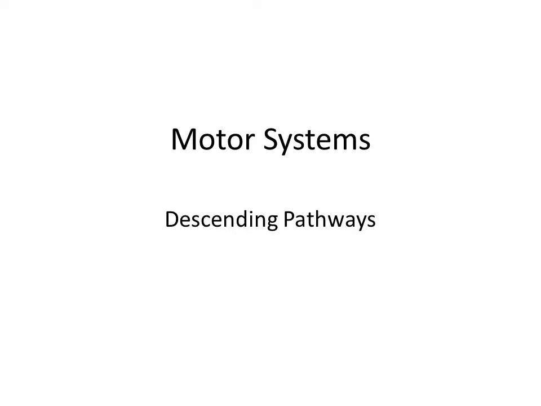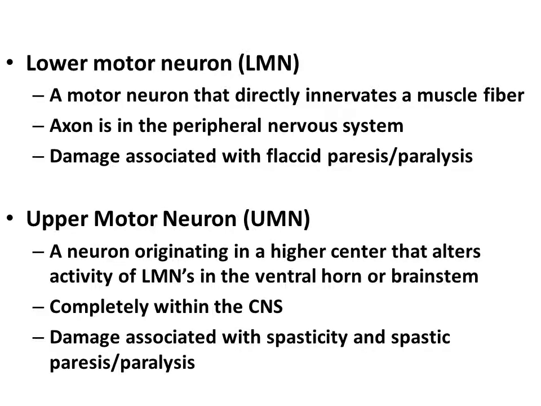In this lecture, we are going to talk about descending motor pathways. The first thing we need to understand is what are upper and lower motor neurons. So let's define them. A lower motor neuron is a motor neuron that directly innervates a muscle fiber.